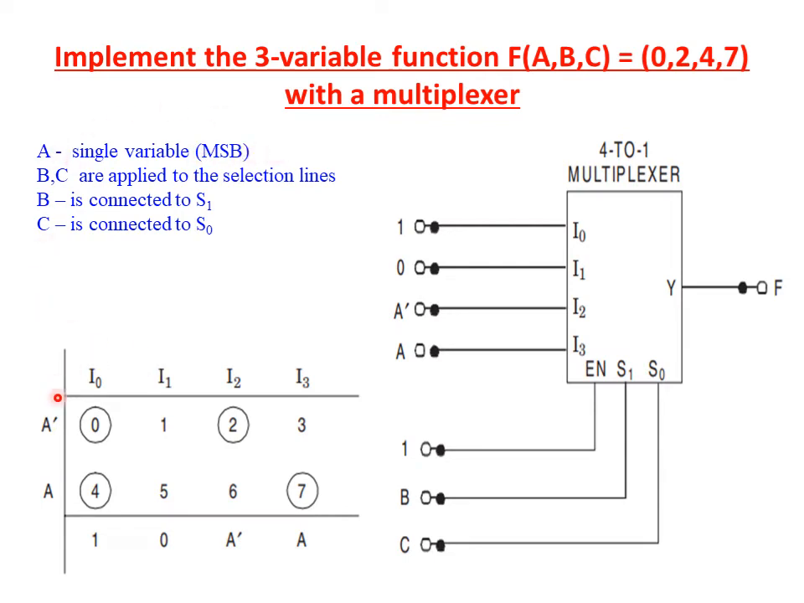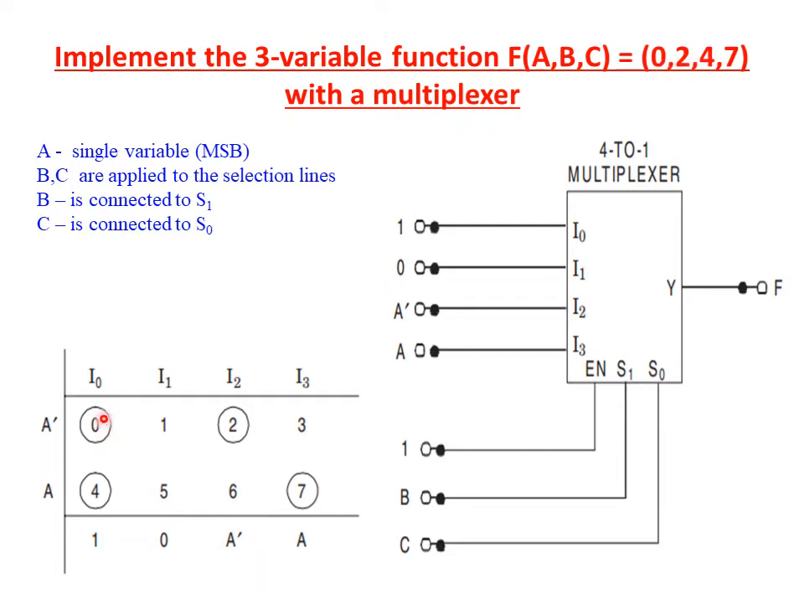For that we need to make one table. It's like a K-map. Here we need to write A bar, A, and here the input variables I0, I1, I2, I3. And here we need to write 0, 1, 2, 3, 4, 5, 6, 7. Okay, we need to write the numbers like this. Now we need to circle the input minterms. So our input minterms are 0, 2, 4, 7.